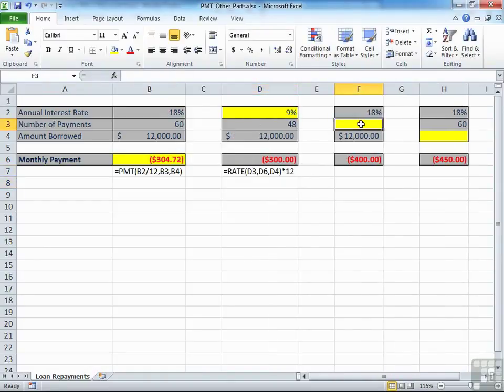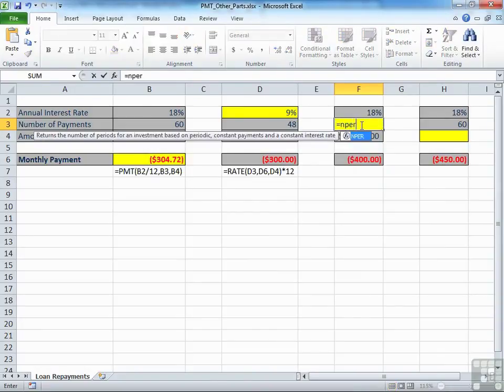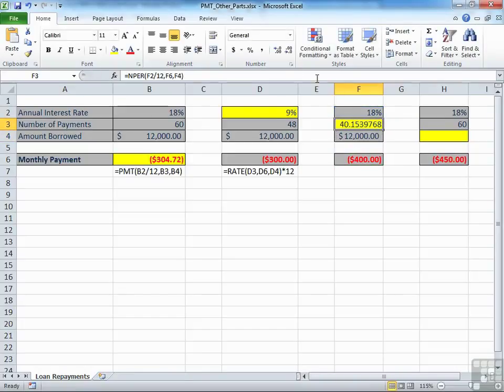The next formula to work out the number of payments is N per. So N per equals N per, the number of payments, open brackets, the rate. We need to divide the rate by 12 because the rate in that cell is an annual percentage rate, not a rate per payment period, comma, the payment, comma, the initial value, close brackets, return. Because we are dealing with whole months, let's take away all the decimal places on that. So paying $400 a month on an initial $12,000 loan at 18% APR would take 40 payments to pay the whole amount plus the interest.